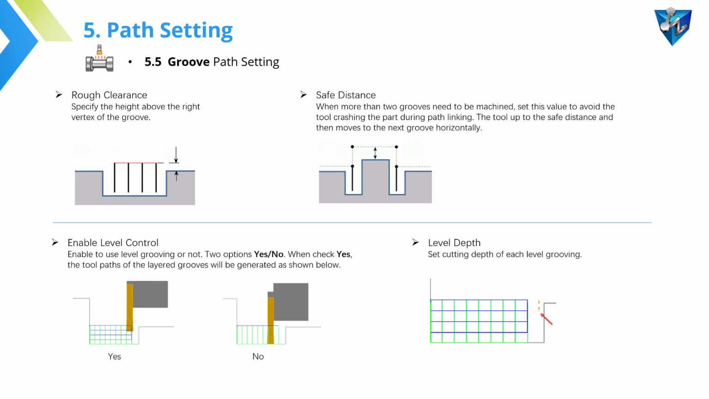Enable Level Control is a setting that determines whether to use level grooving or not. When you check yes, the toolpaths for layered grooves will be generated as shown in the description. Level depth allows you to set the cutting depth for each level of grooving.